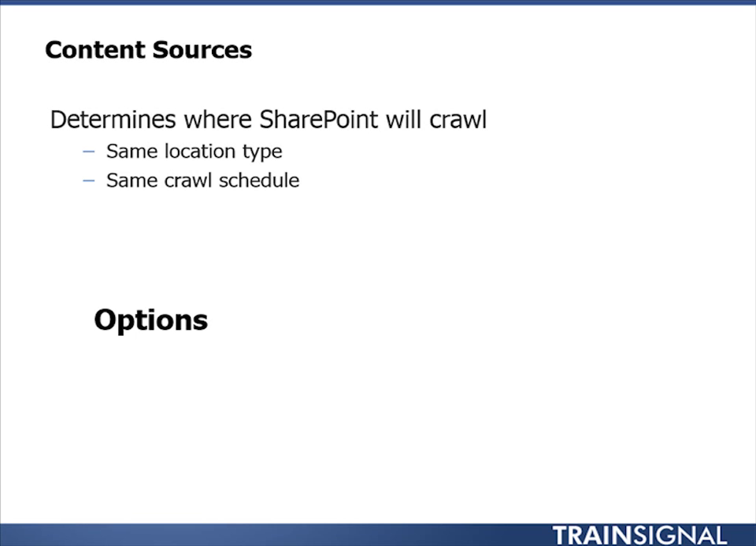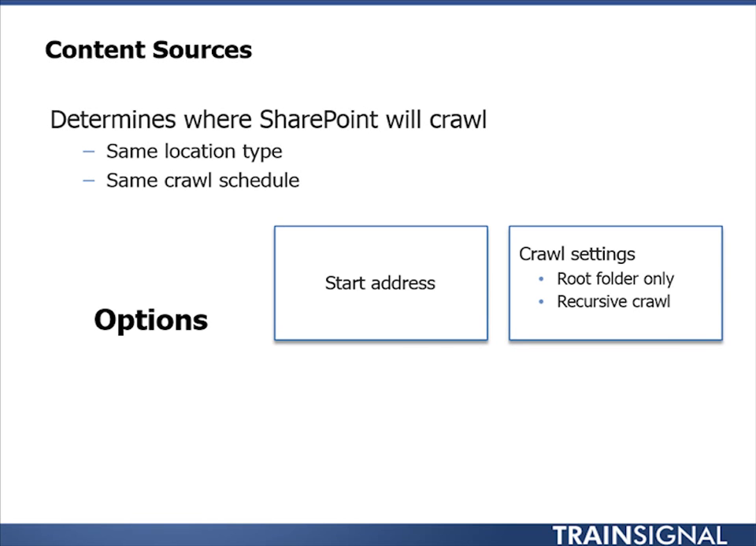Now we're going to notice that we've got a couple of very big options for our content sources. The first of which is going to be our different start addresses. Basically, hey, this is where our information is. We've got the different crawl settings. Now, this is going to vary slightly depending on the actual location type, but you're generally going to have two main options, where option 1 will give us the ability to just crawl that root folder. Option 2 will give us the ability to do a recursive crawl where it will search the parent and then all of the children. That's the default, and typically that's what you're going to be looking for.